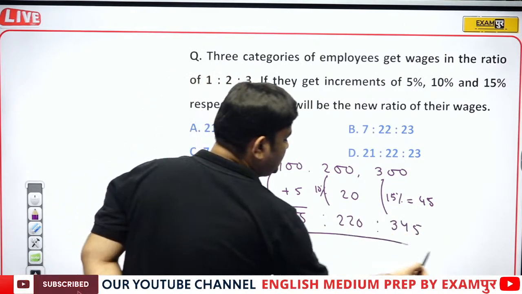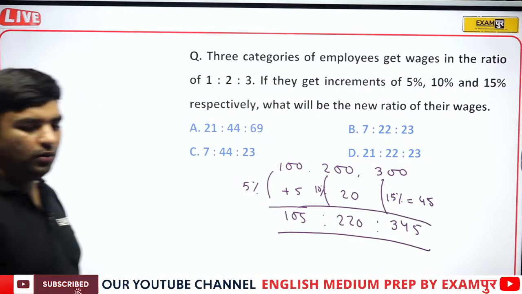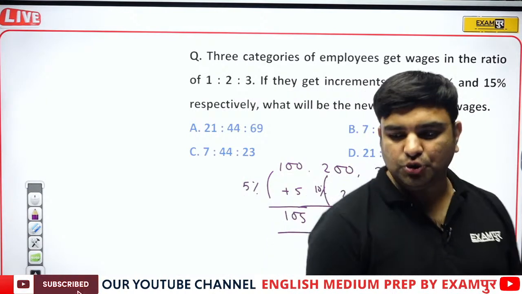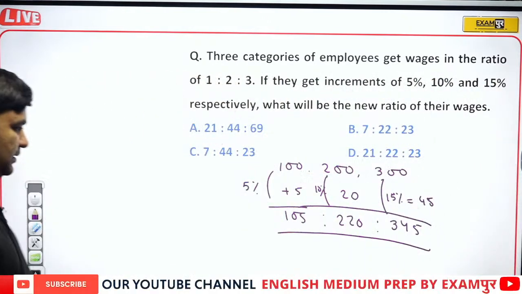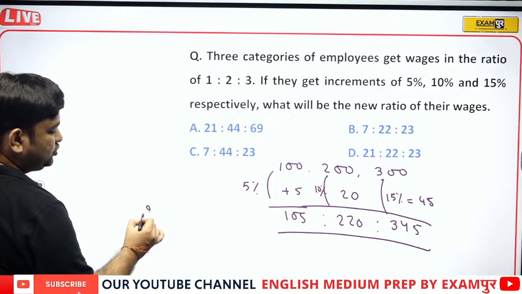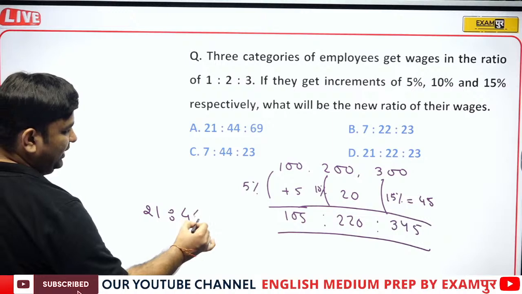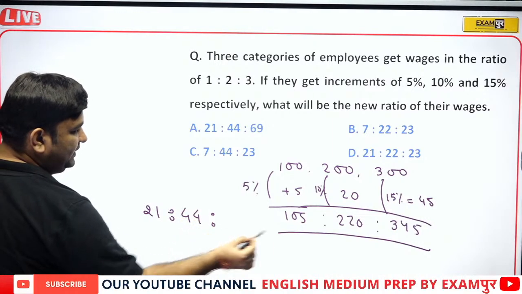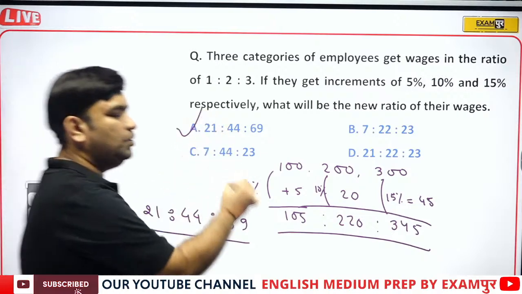What is the ratio they maintain now, guys? If you simplify by 5, it's 21, 44, 69. Option?